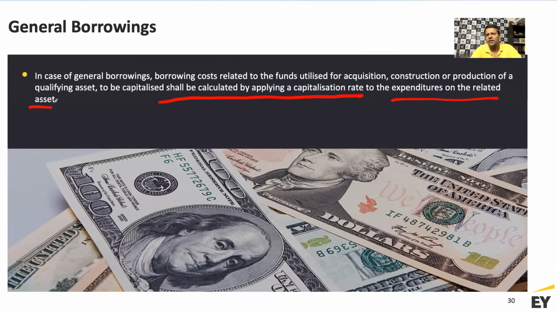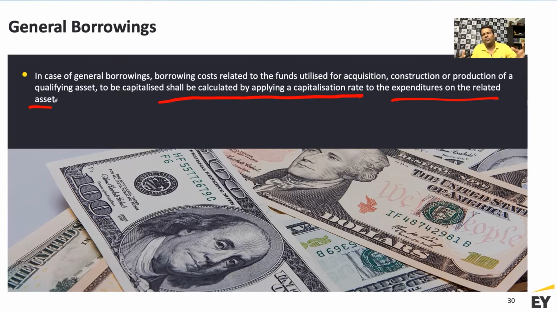Now, this is an important concept for you to understand: how to compute the capitalization rate. It's simple, but still a concept which you need to remember. How to compute the capitalization rate in the case of general borrowing. In the case of specific borrowing, the capitalization rate is nothing but the interest rate you are going to pay on that specific borrowing. In the case of general borrowing, because you may have multiple borrowings going on at multiple different rates in your financial statement, you need to compute a weighted average rate to determine the rate which is eligible for capitalization, because money is fungible.